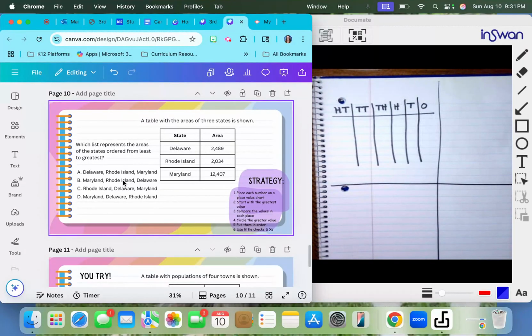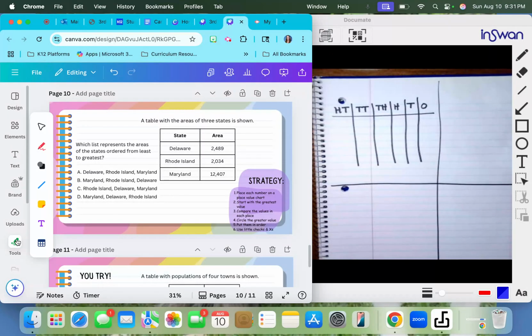Here it says a table with the areas of 3 states is shown. Which list represents the areas of the states ordered from least to greatest? That is important. I need to make sure I remember that. I'm doing least to greatest. So let's stop and think about what that means for a moment. Least to greatest. Least, I want the smallest value number. Greatest, I want it to end with the largest value number.